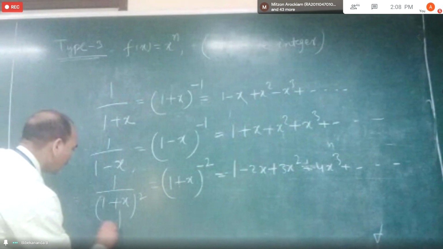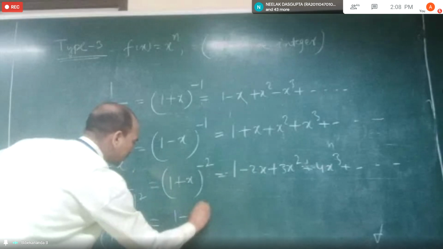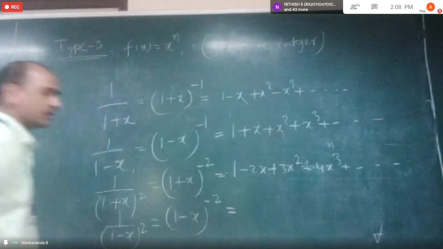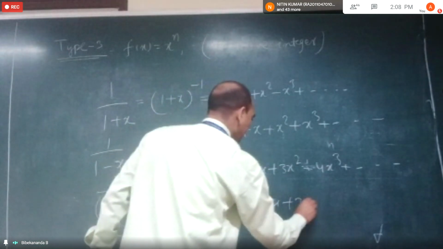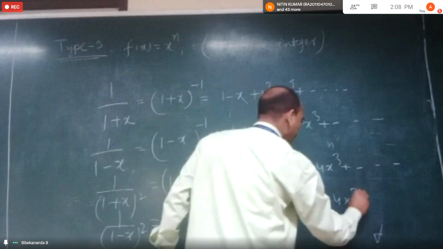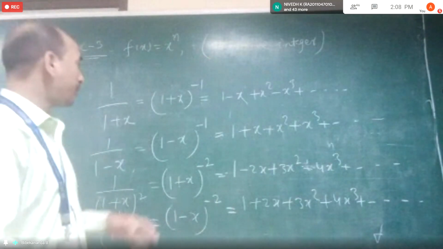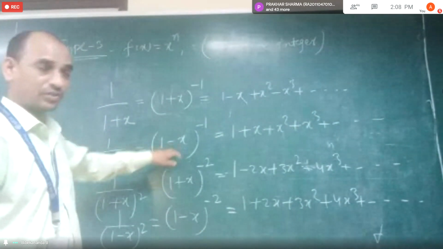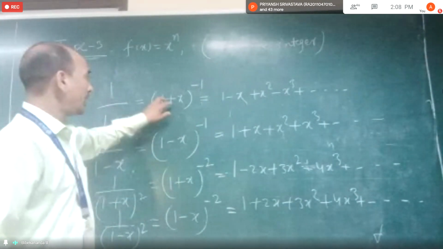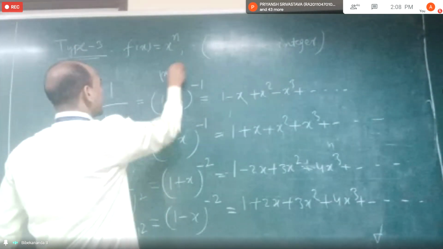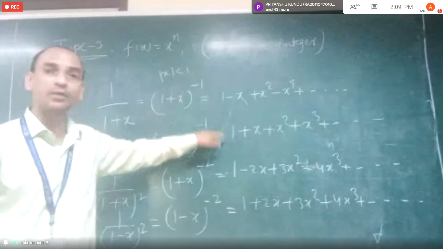But if I say 1 by 1 minus x whole square, that is equivalent to 1 minus x to the power minus 2, and we can write it with all positives: 1 plus 2x plus 3x square plus 4x cube and so on. In order to find the series expansion of these things, the first term should be 1. This is possible if mod x is less than 1. Only for that can we find this.